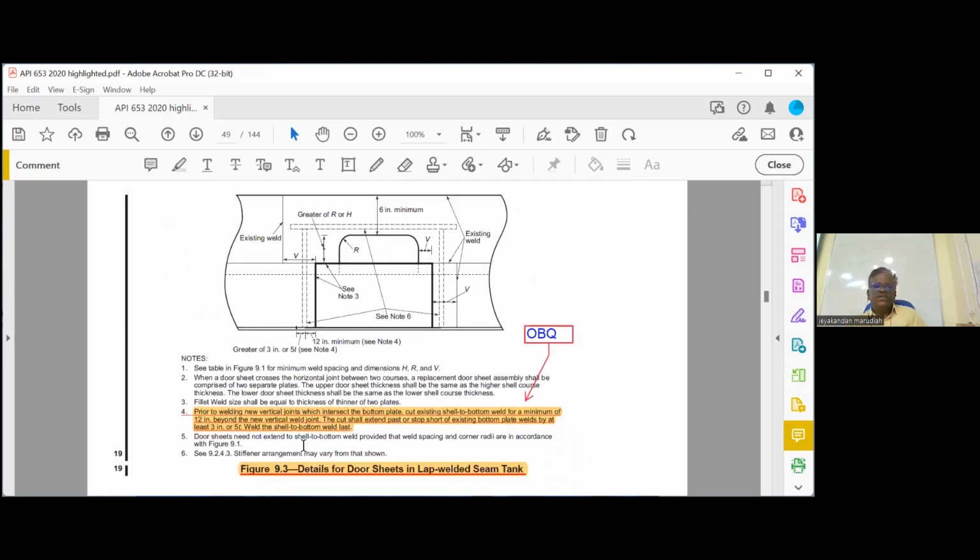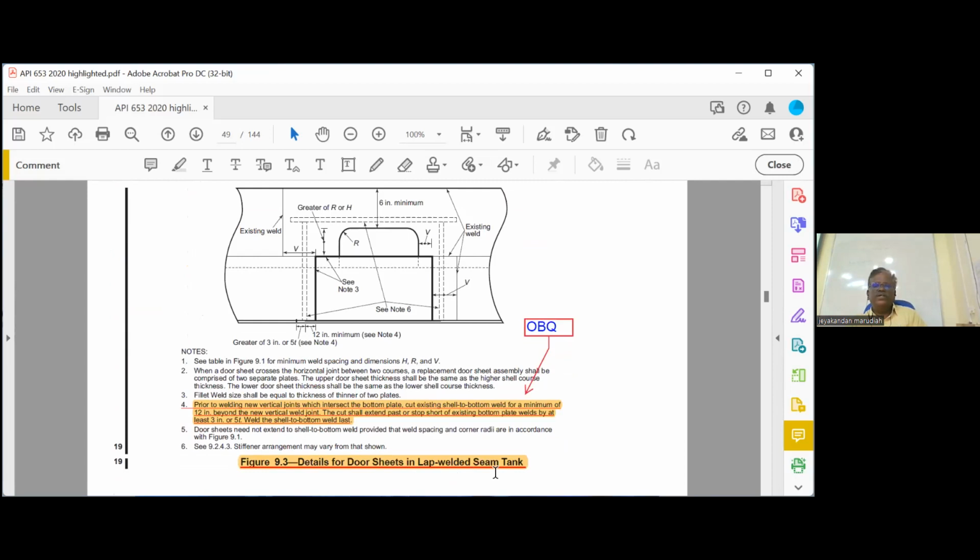Then the next one, details of door sheet for lap welded seam tank. Same, highlight this 4. Same only. Prior to welding the vertical joint, shell to bottom minimum 12 inch. That condition was rarely asked in open book.